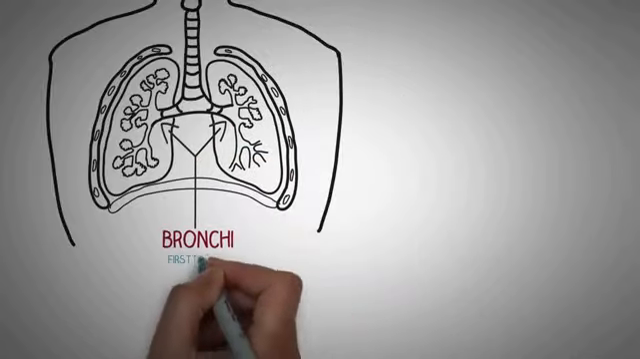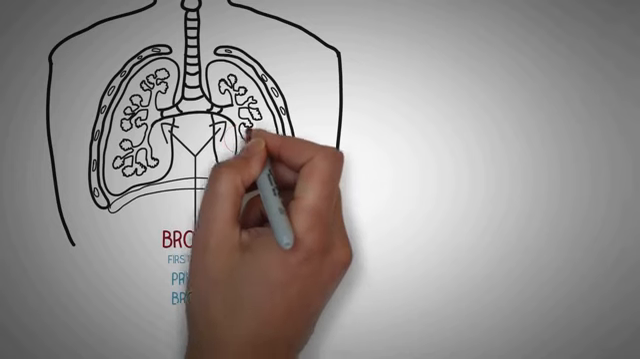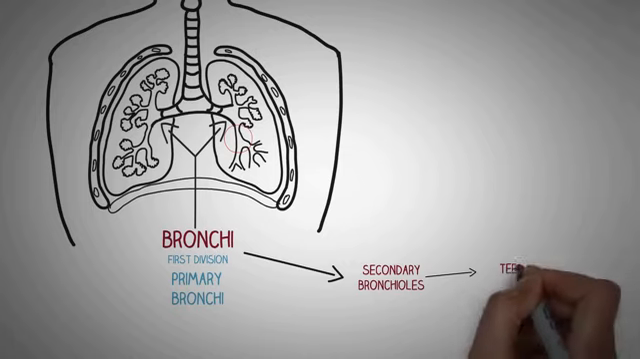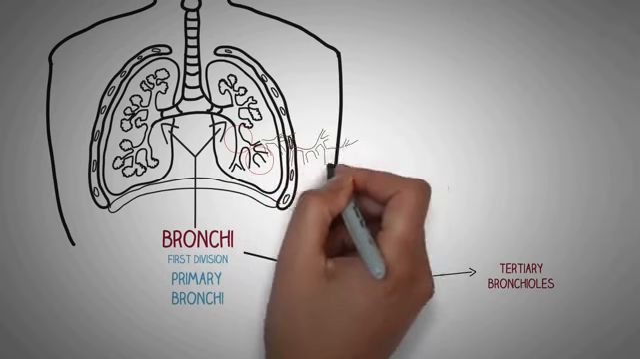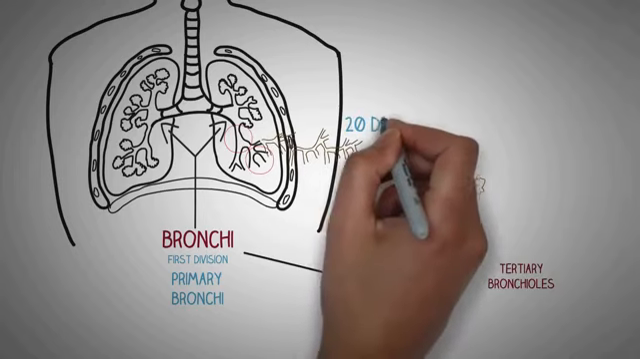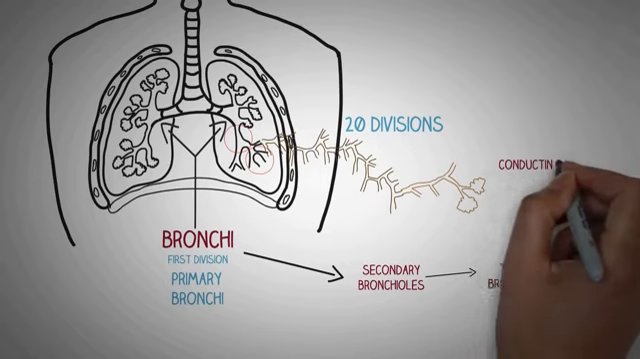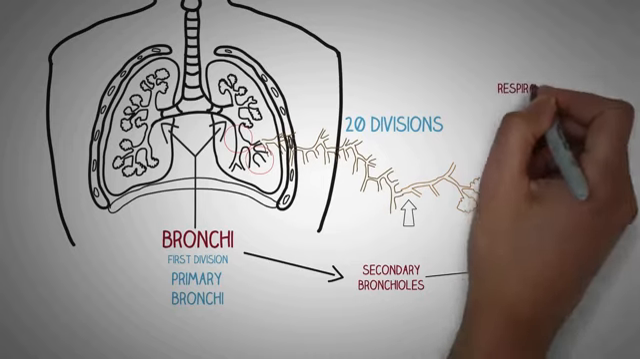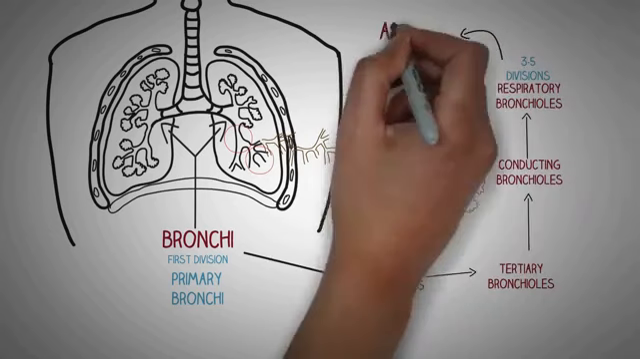Now this is called the primary bronchi because it is the first division of the trachea. The primary bronchi then divides into secondary bronchioles, and then the secondary bronchioles divide into the tertiary bronchioles. Now what happens next is that these tertiary bronchioles again divide for about 20 divisions to form the conducting bronchioles. So you can see the tertiary bronchioles divide many times to form very small sac-like structures. The tertiary bronchioles lead into the conducting bronchioles. The conducting bronchioles then form a 4 to 5 division series of respiratory bronchioles. These respiratory bronchioles are in turn connected to the alveoli.